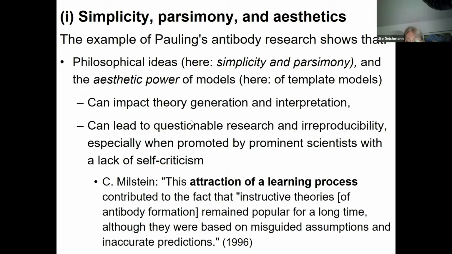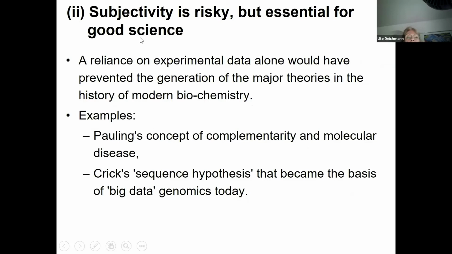Second, subjectivity, as the case of Pauling shows, is risky, but still it is essential for good science. And I want now to take the opposite stand and say a reliance on experimental data alone would have prevented the generation of the major theories in the history of modern biology and biochemistry. Two examples: Pauling's concept of complementarity and molecular disease, which was hardly guided by experimental evidence, though it was important, but there were many other considerations. And Crick's sequence hypothesis of DNA, the importance of DNA sequence, that finally became the basis of big data genomics today.